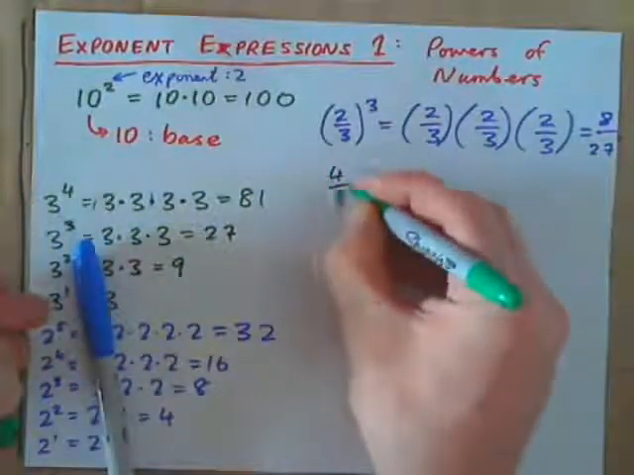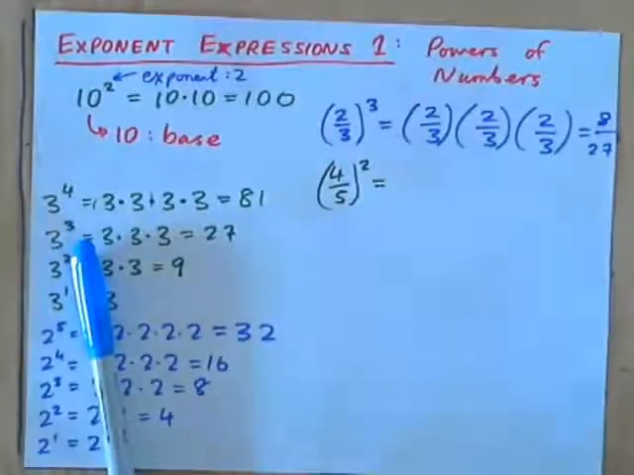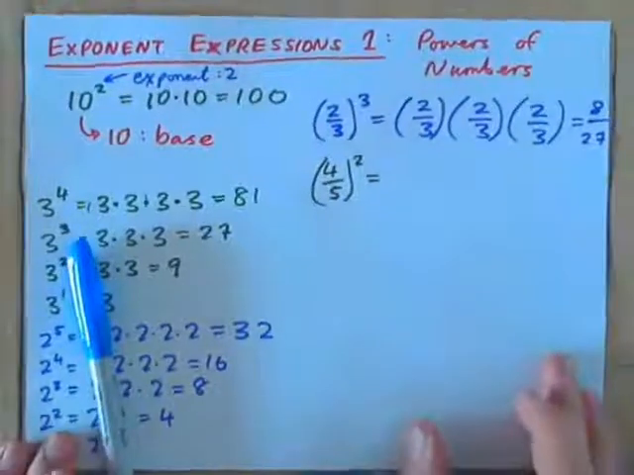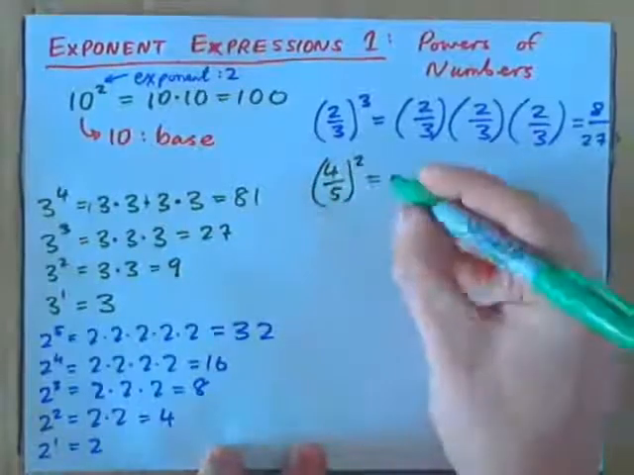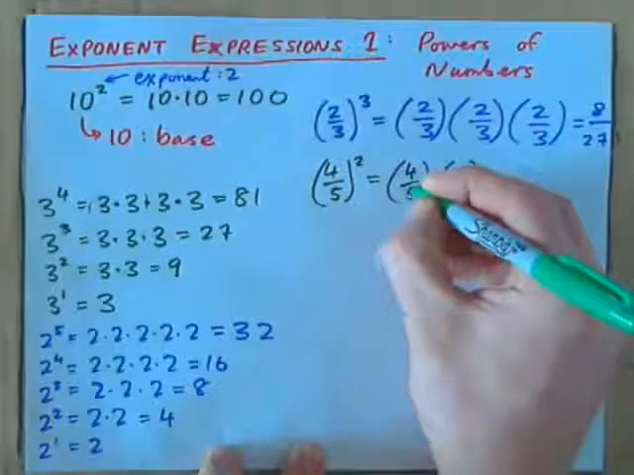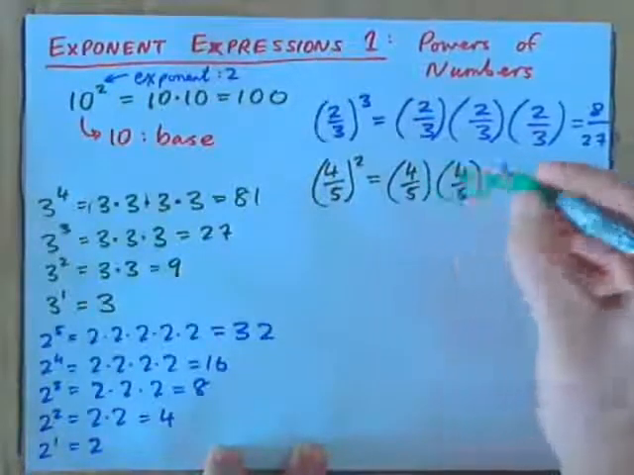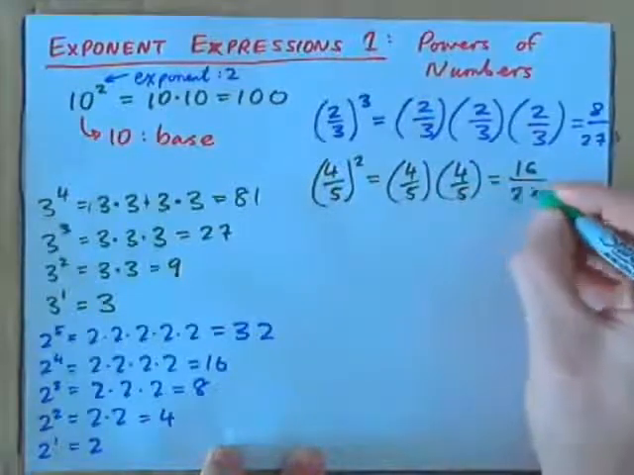So you go ahead and do this one then. 4 over 5 all squared. So press pause and write down the answer. Now the squared is touching the parentheses, so that's parentheses times parentheses. 4 over 5 times 4 over 5. When you multiply fractions, multiply the tops, 4 times 4, 16, then multiply the bottoms, 5 times 5, 25, right?